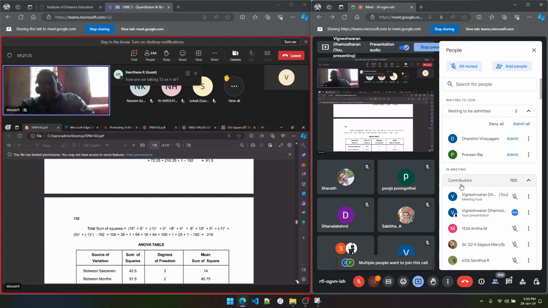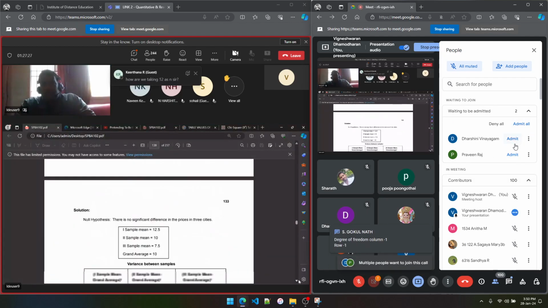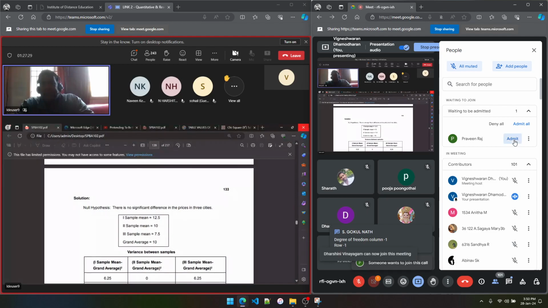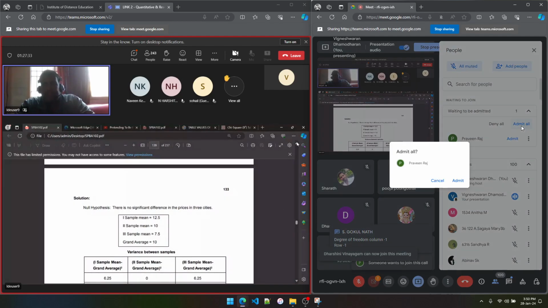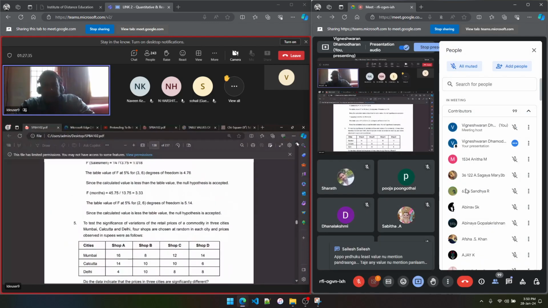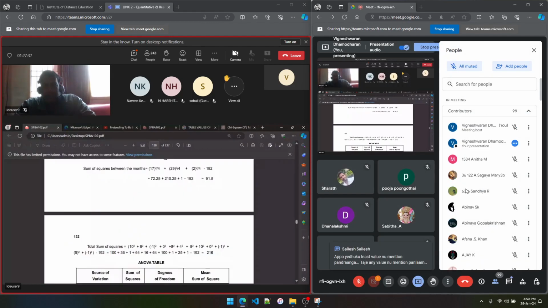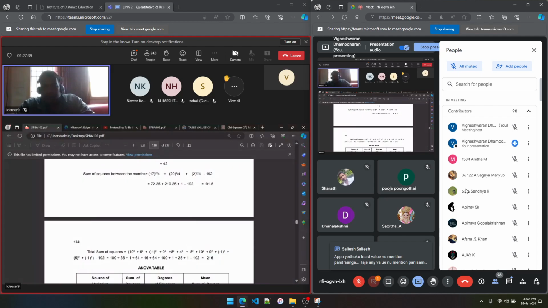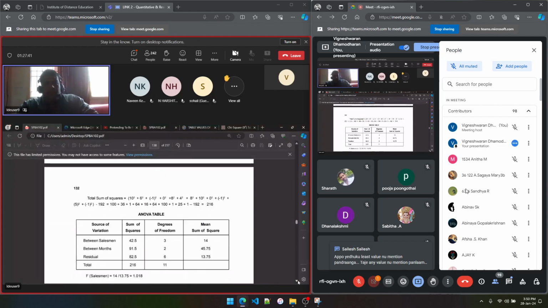Now, again we have to prepare a table, the ANOVA table, where we can have other things. ANOVA table: source of variation, sum of square, degree of freedom, and then mean sum of square. Between salesman, between months, and then residual. Residual means error.